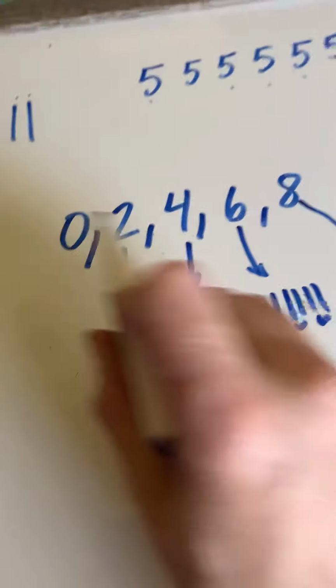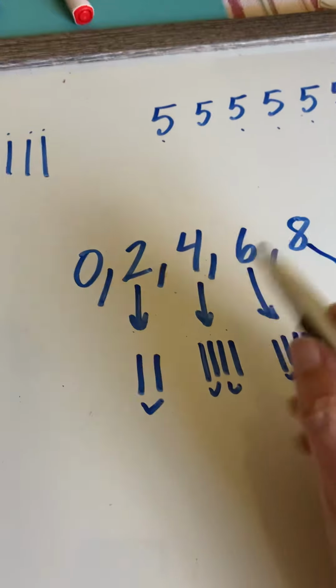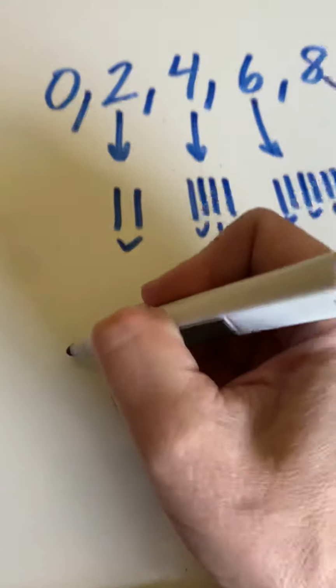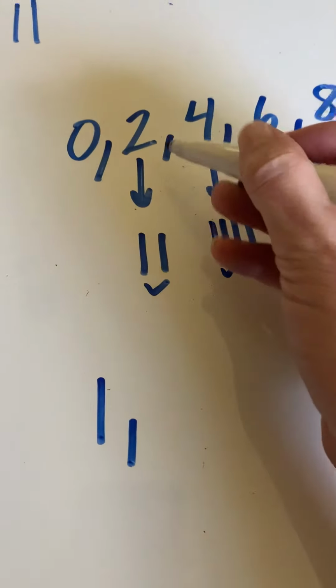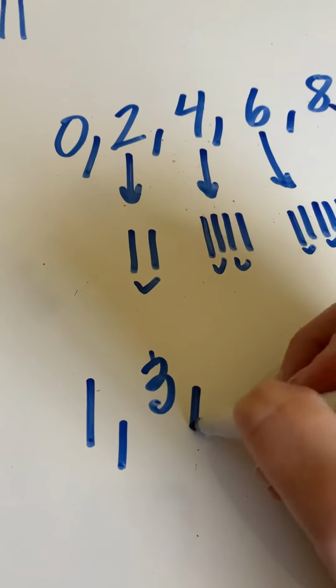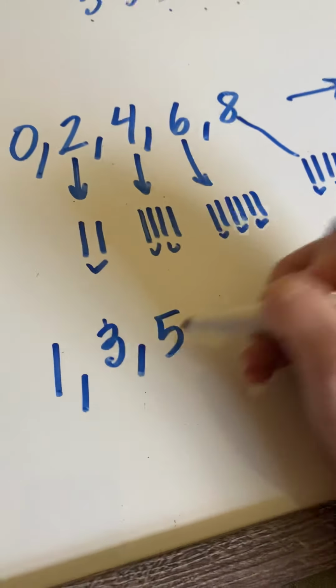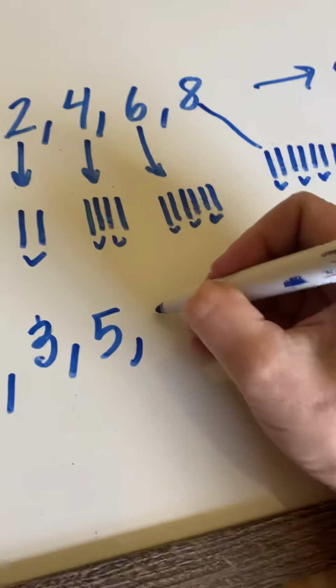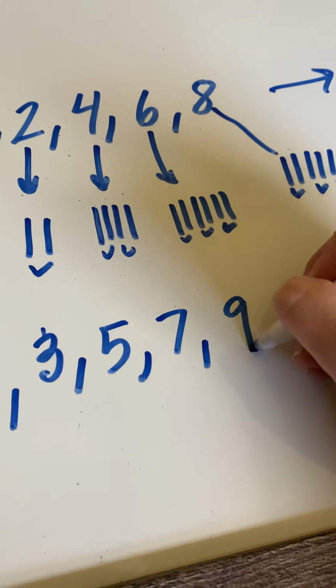Odd numbers are the ones in between here. So after 0 comes 1. After 2 comes 3. After 4 comes 5. And so on. We have 1, 3, 5, 7, and 9.